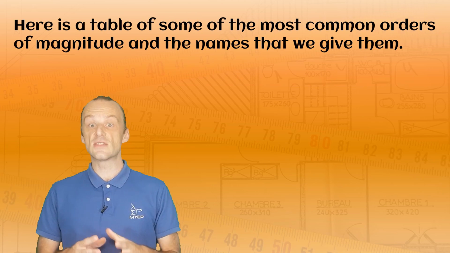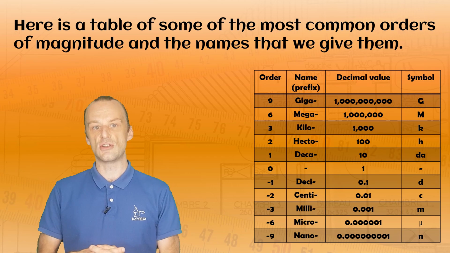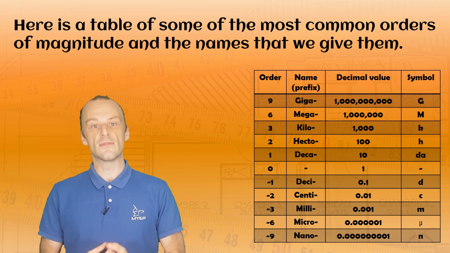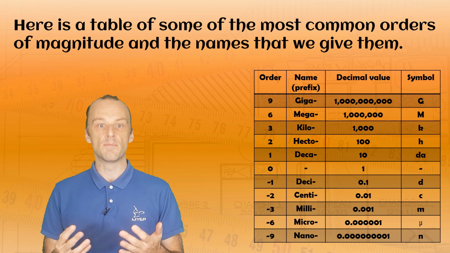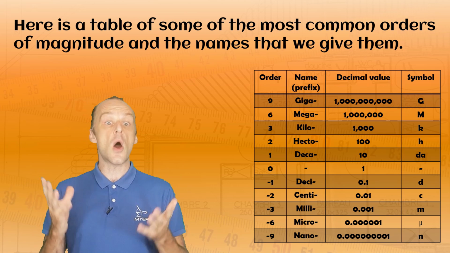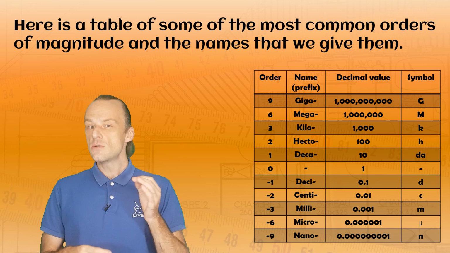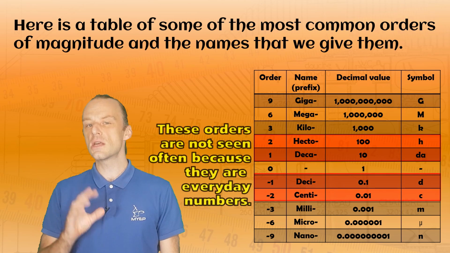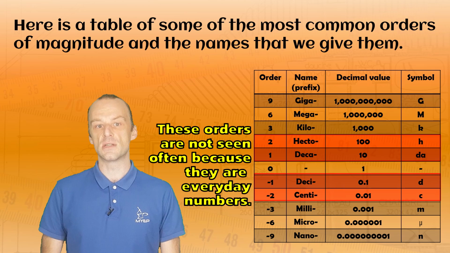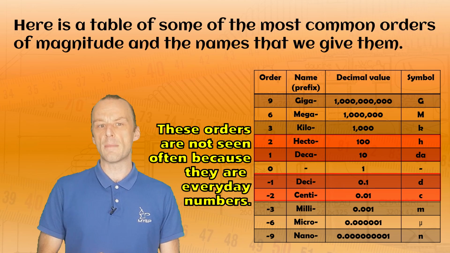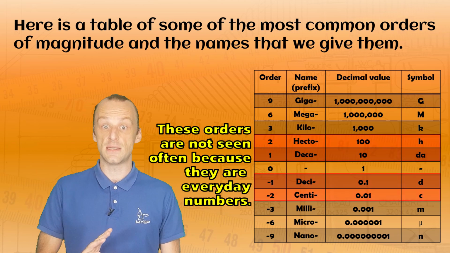Here is a table of some of the most common orders of magnitude and the names that we give them. You can see that in the middle row of the table is the number 1. If we multiply something by 1, then it does not get bigger or smaller. We do not see the lower orders near to 1 very often because they are such small everyday numbers. We do use centimeters, but you won't usually hear about decimeters or decameters.